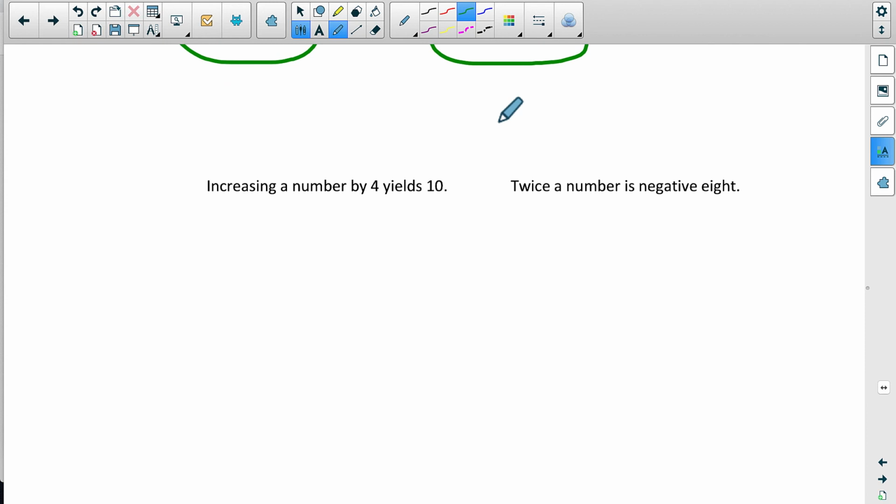These are just the same thing, but rather than giving you the equation, you have to figure out the equation. So it says, increasing a number by 4 yields 10. Yields, oh my gosh. Believe it or not, yields is a way of saying equals. So equals 10. Why don't I write that down first? Equals 10. Then I got to figure out how to do increasing a number by 4. What do you want to call the number? Doesn't matter. I'll call it m.